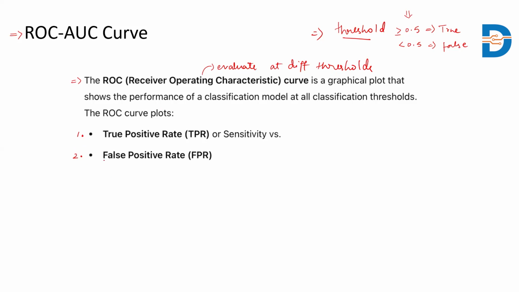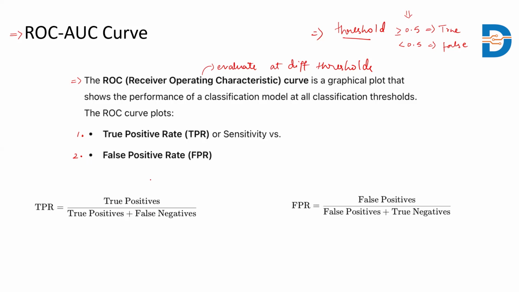Basically, ROC stands for receiver operator characteristic. It's an important evaluation metric which evaluates the model at different thresholds by considering two things: one is true positive rate and the other one is false positive rate. If you go back and recall, true positive rate is also called sensitivity, or recall, with this formula: true positives divided by true positives plus false negatives. And FPR stands for false positive rate.